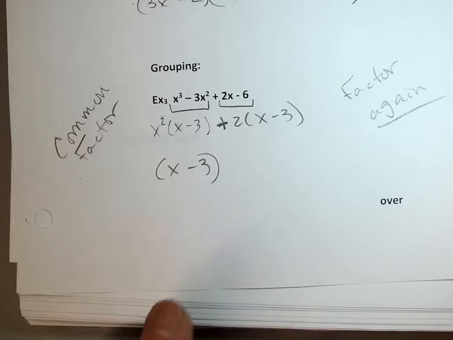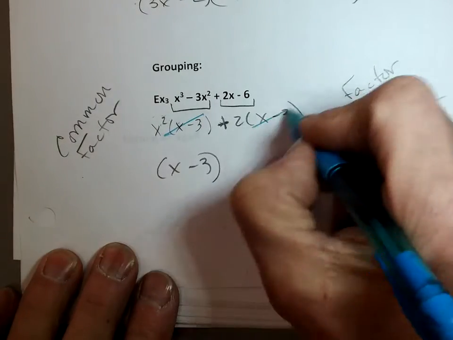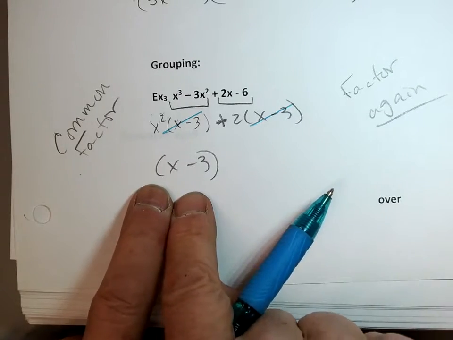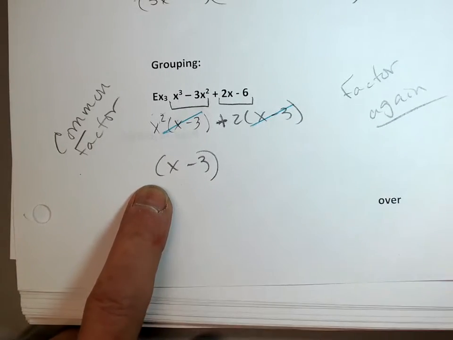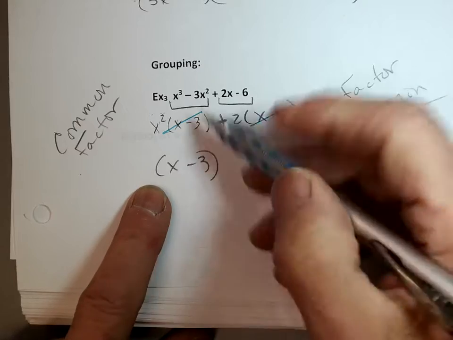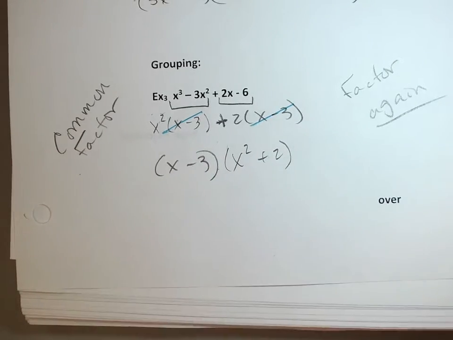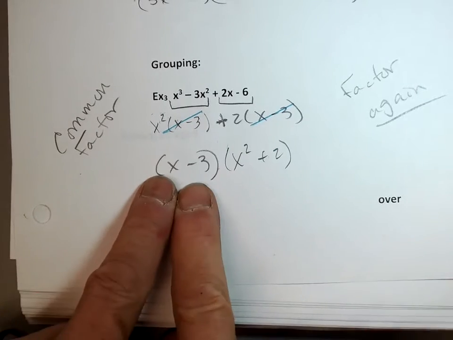Now, when I pull it out of both, I like to cross them out so it doesn't confuse me. And then what's left over? An x squared plus 2. So I pulled out that.